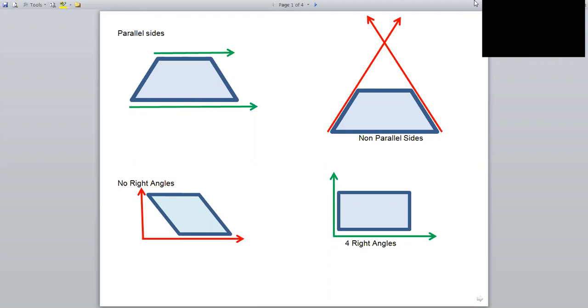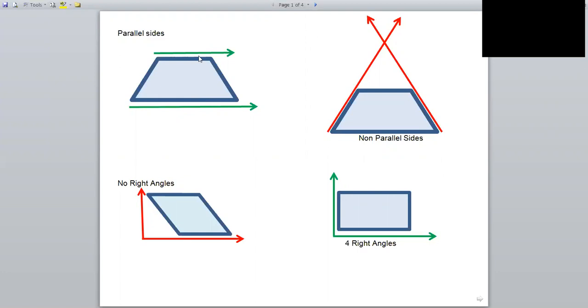First, let's go over opposite sides. Let's look at this polygon over here and what we mean by opposite sides. If I'm talking about the top of this polygon, what would be the opposite side? Exactly, the bottom. So again, if we're talking about the top, the opposite side would be the bottom. If we're talking about the bottom, the opposite side would be the top.